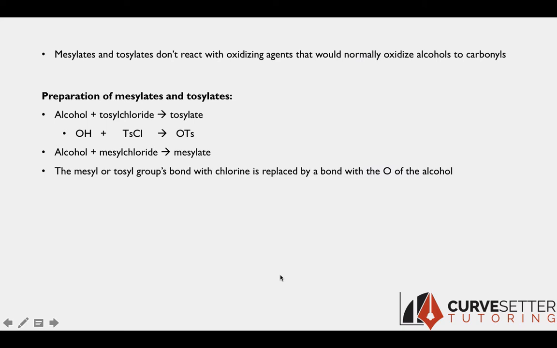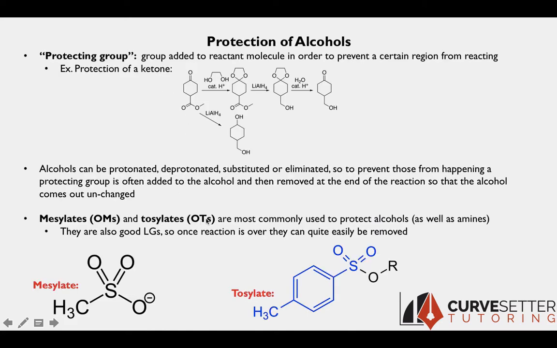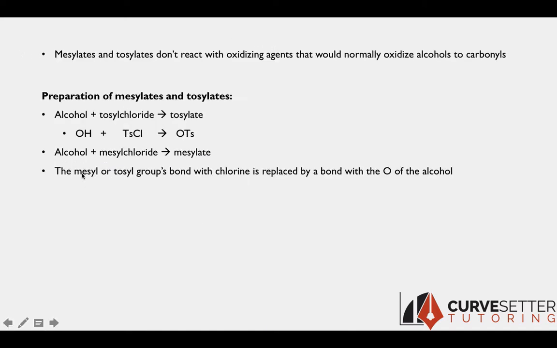So mesylates and tosylates don't react with oxidizing agents that would normally oxidize alcohols to carbonyls or even to carboxyl groups. So how do you prepare mesylates and tosylates? Well, a tosylate is, as you can see here, the tosyl group bound to the oxygen of the alcohol that it's protecting. So you add an alcohol plus tosyl chloride, which is a tosyl group with a positive charge, plus chloride with a negative charge.